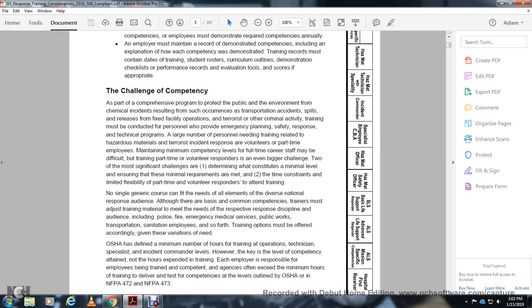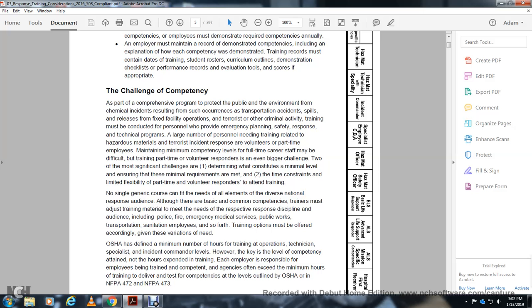Competency is part of a comprehensive program to protect the public and the environment from chemical incidents resulting from transportation accidents, spills, releases, and fixed facility operations, as well as terrorist and other criminal activity. Training must be conducted for personnel provided with the emergency plan, and for safety response to technical problems. A large number of personnel need training related to hazardous material and terrorist incident response, including volunteer, part-time, and employee responders at the minimum competency level.